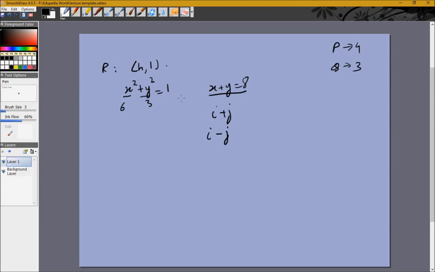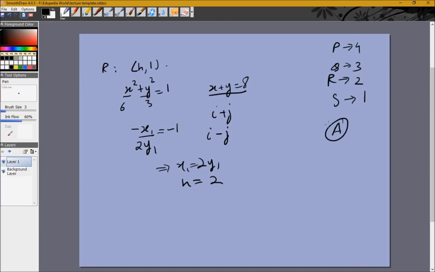But the slope for the tangent of an ellipse at any point is given by minus x1 by 2y1 at x1, y1. We know this is equal to minus 1, which means x1 is 2y1, which means h, our x1, is equal to 2 because y is given to us to be 1. The point is h, 1, which means h has the value 2, which means r goes to 2, which means s should go to 1, and the final answer should be A.